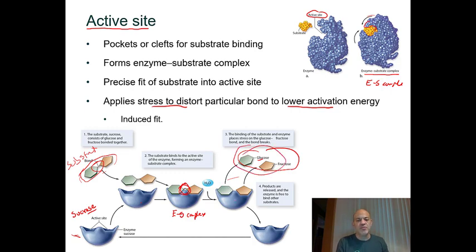Once the products are produced, the fit no longer applies because it's not sucrose anymore, and the product is released, and the enzyme didn't become part of that chemical reaction. It assisted. That enzyme is now free to repeat and act on another sucrose molecule. So be familiar with this overall process. You can use sucrose as an example, or just more generalized, just call it a substrate, and then products are produced.